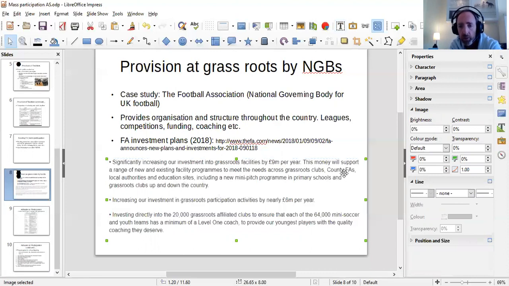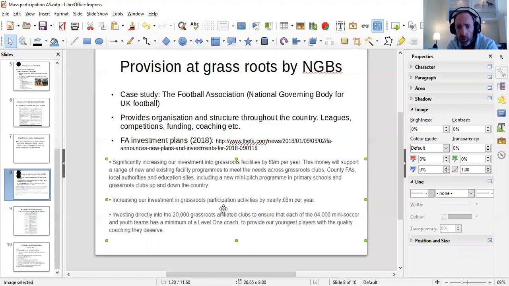County FA. So you start seeing the structure here. You've got the Football Association, national governing body for UK football. England is divided into counties, and then each county will have their own FA, responsible for the organisation within that county. Within the county, then you'll have another group of more local football associations who will be responsible for the coordination of football within a district or a specific area within the county.